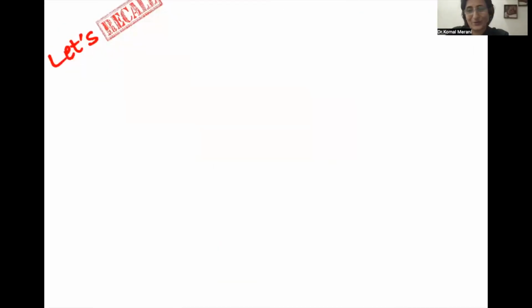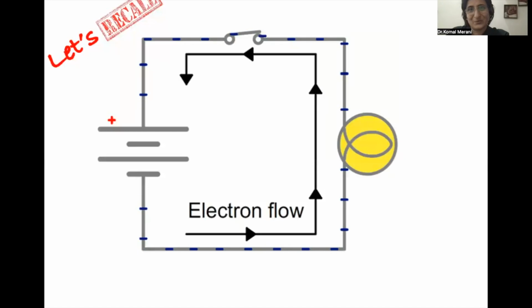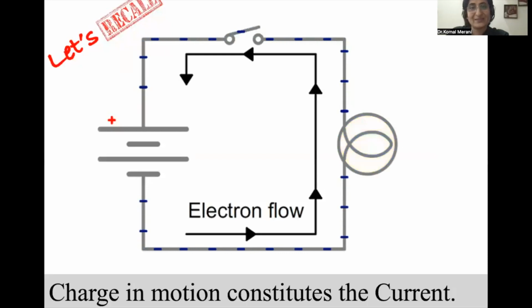Okay, let's recall. What do you see here? That when the electrons are flowing in the circuit, the bulb glows, right? So the charge in motion constitutes the current. When the electron stops flowing, the bulb does not glow.